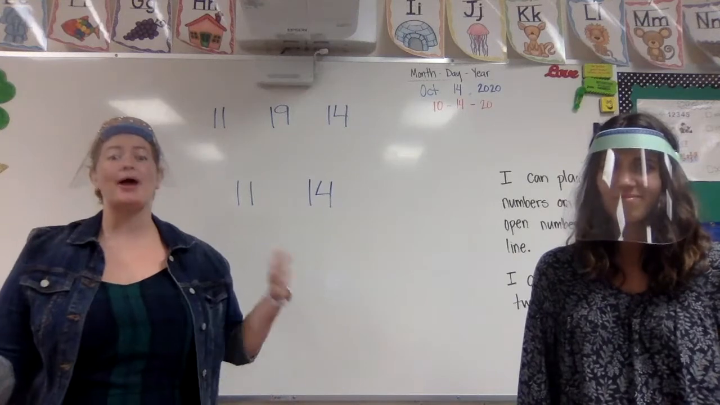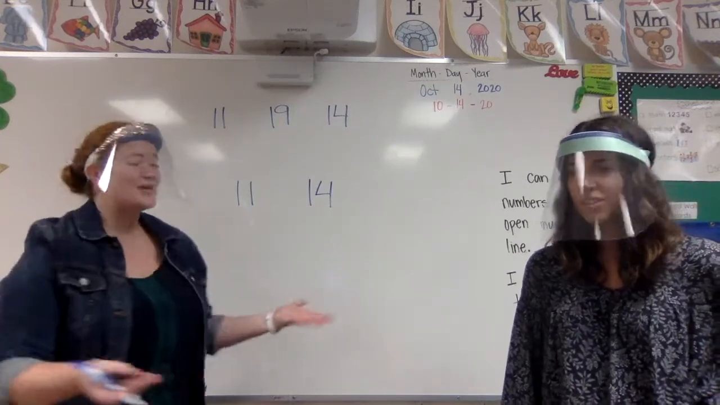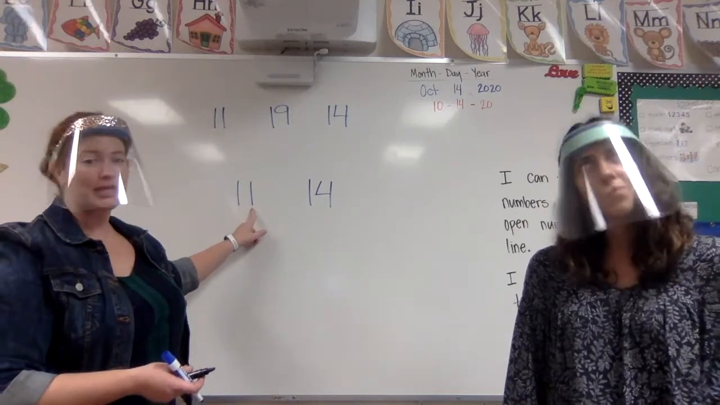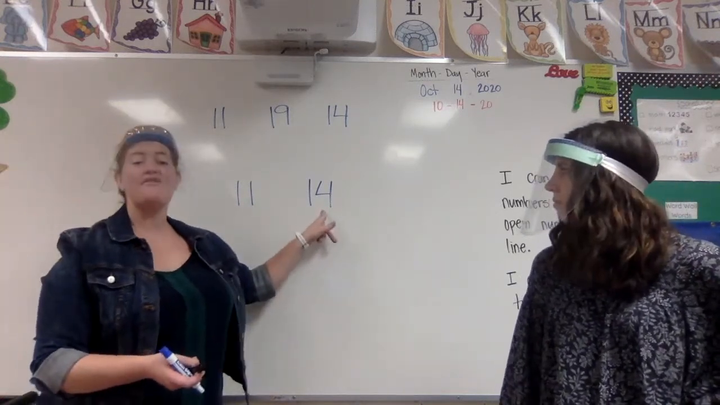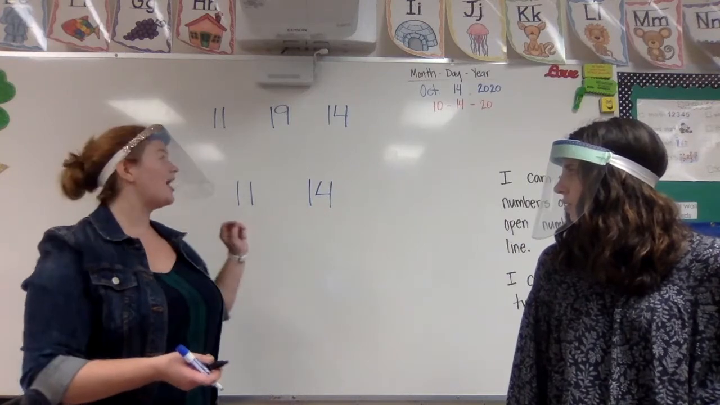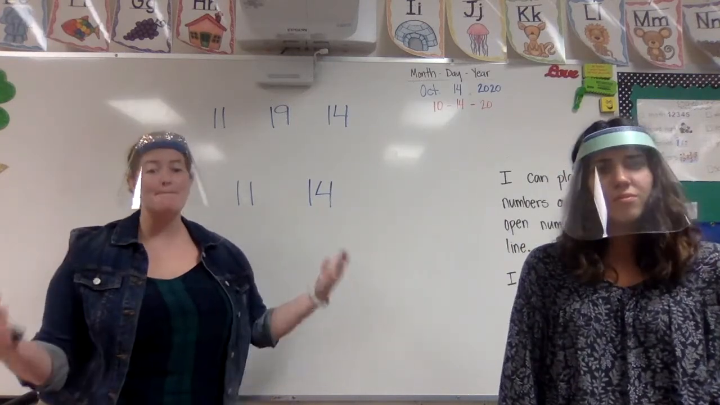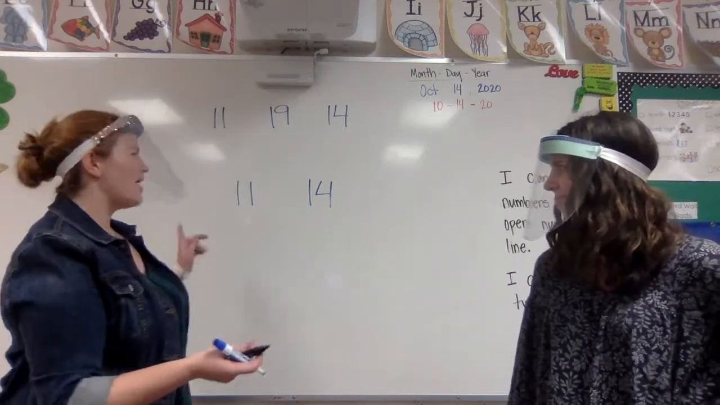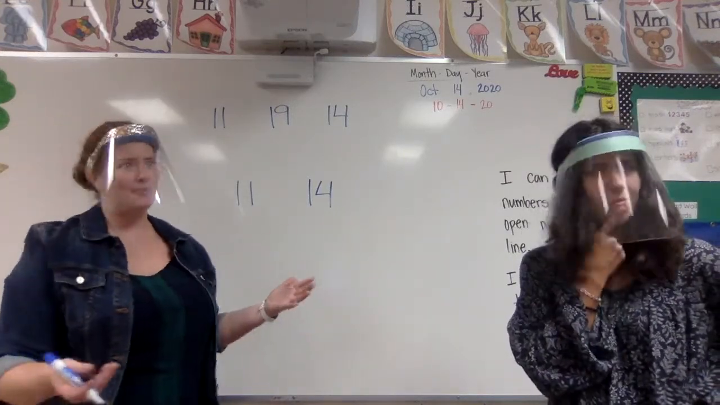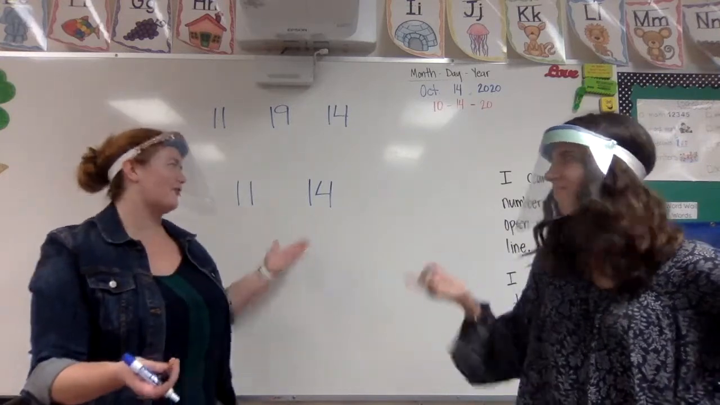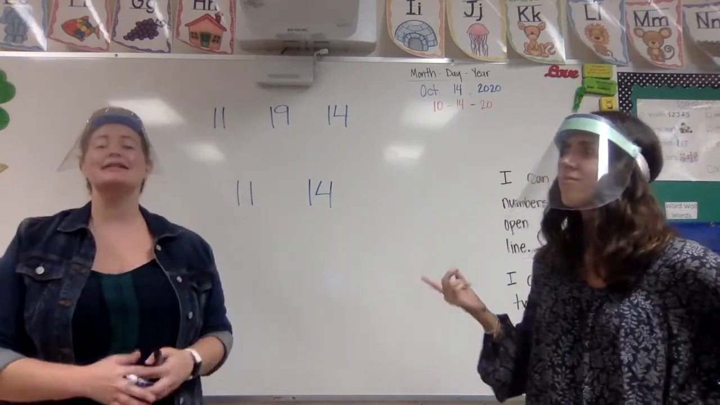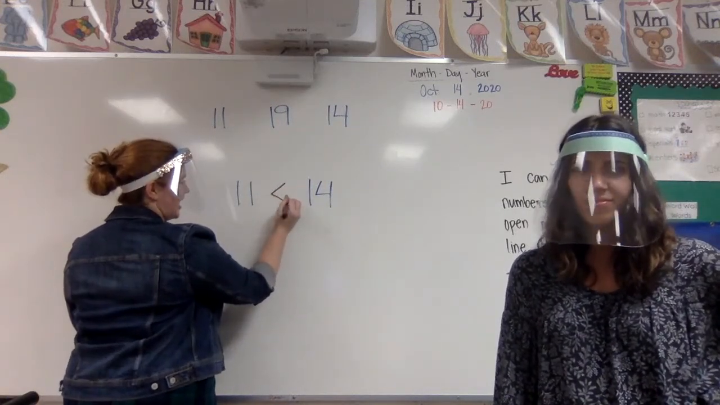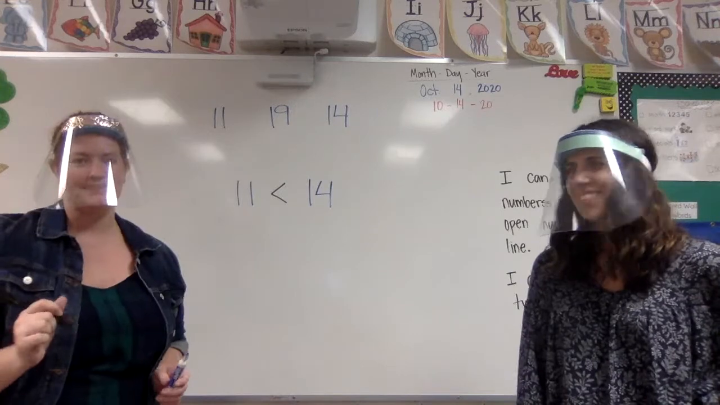So I need to look at my ones to determine which one is greater and which one is less. Well, 11 has a 1 in the ones place, and 14 has a 4 in the ones place. And I know that 4 has more value than 1, so that would be greater. But I'm not going to use my greater than symbol because I'm not going to say 11 is greater than 14. I need my less than symbol. 11 is less than 14.